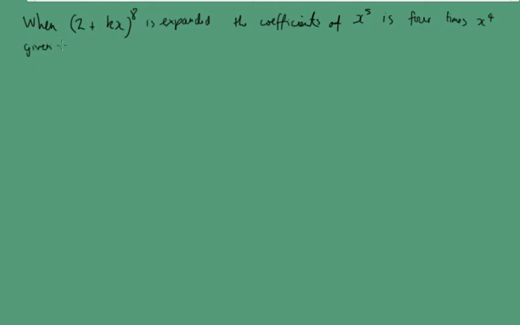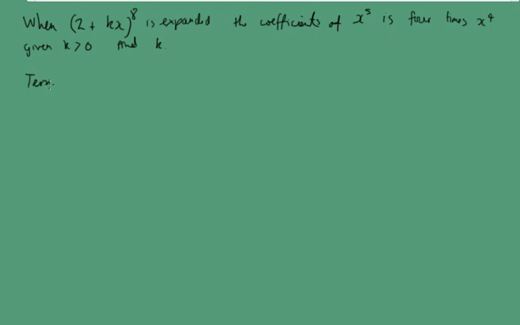Let's do another one. When (2 plus kx) to the power 8 is expanded, the coefficient of x to the power 5 is 2 times the coefficient of x to the power 4. Given k is greater than 0, find k.